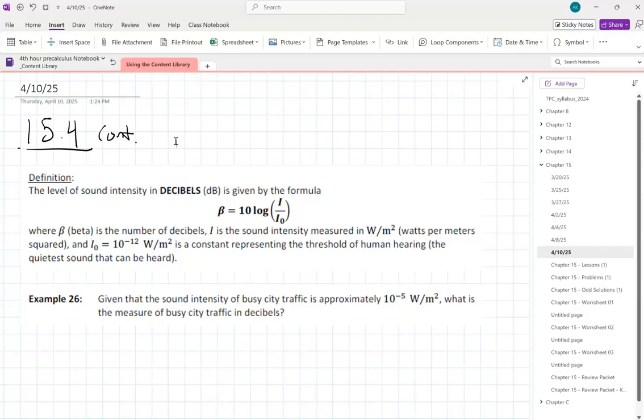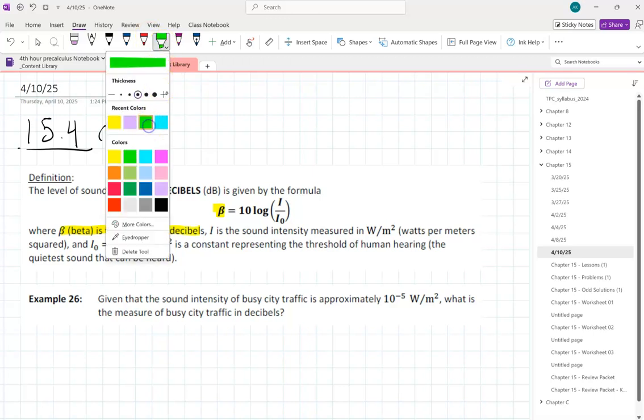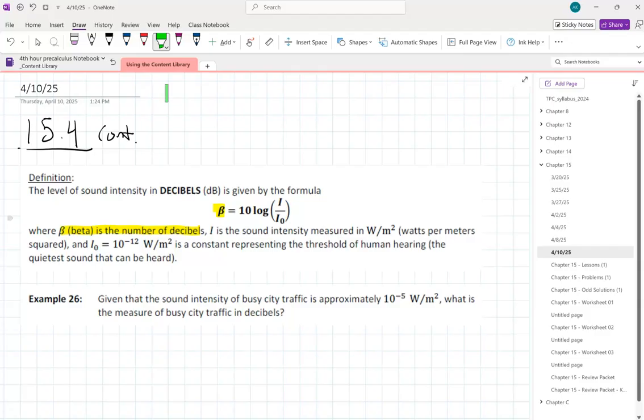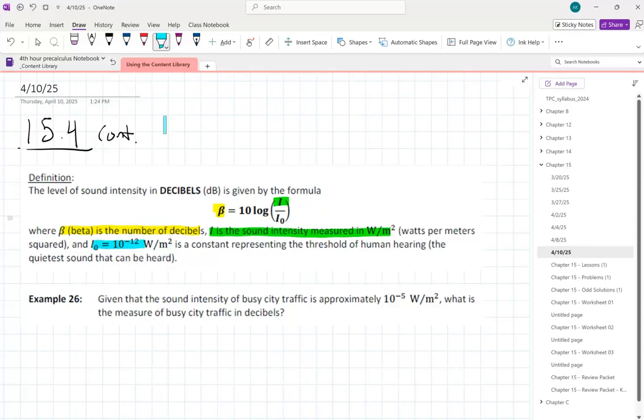So we measure the level of sound intensity with something called decibels. Our beta here is the number of decibels. I is the sound intensity measured in watts per meter squared. And then I naught is just some constant.